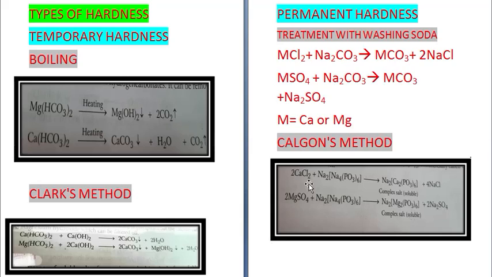Similarly here, 2MgSO4 plus Na2[Na4(PO3)6] will give you Na2[Mg2(PO3)6], again a complex salt, plus 2Na2SO4. So Calgon's method is also used for removal of permanent hardness. And the third method that is used for removing permanent hardness is the ion exchange method.